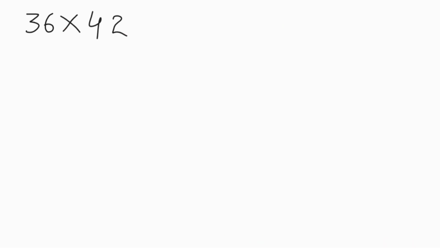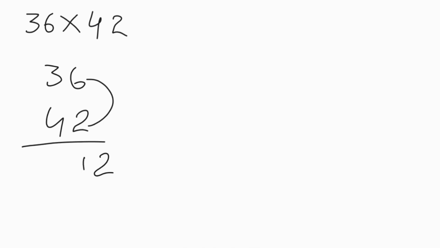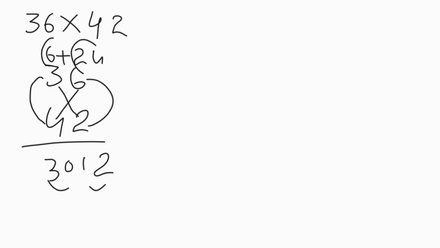Third example, 36 multiply 42. 36, 42. 6 2s are 12. 2 3s are 6, 4 6s are 24. Add these two numbers. So this is equal to 30. Last step is 3 4s are 12. Now write the answer. So 2, 1 carry, 1, 3 carry equal to 5 and 1. So 1512. 1512 is the correct answer.